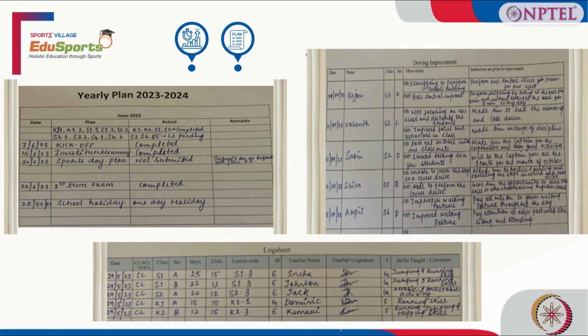Here are a few examples of documentation. Here you will see the yearly planner, right? So you are actually forecasting your monthly. This is for June 2023. You have shortlisted the lessons that you will do. These are the lesson codes that you have actually created, and we will delve deeper into these codes and lesson planning in a separate module which is dedicated to planning and implementation of physical education. So this was your plan for the month of June.